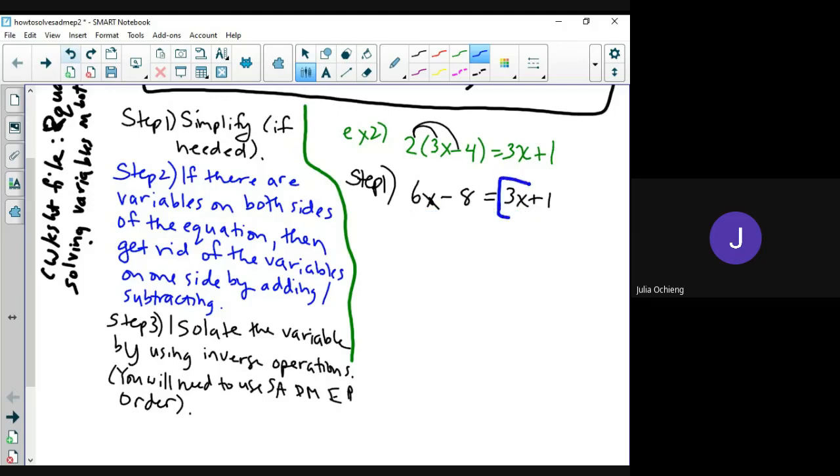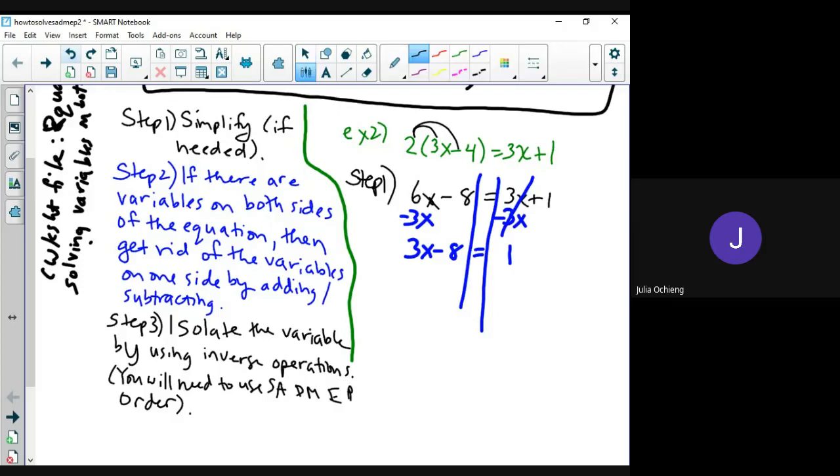So you're going to pick one of them to get rid of. I'm going to choose the plus 3x. So think about how you would get rid of that. Because if it's a plus 3x, you do the opposite, so you should subtract 3x. From both sides, you have to do the same thing on both sides of an equation. So 6x minus 3x is 3x.